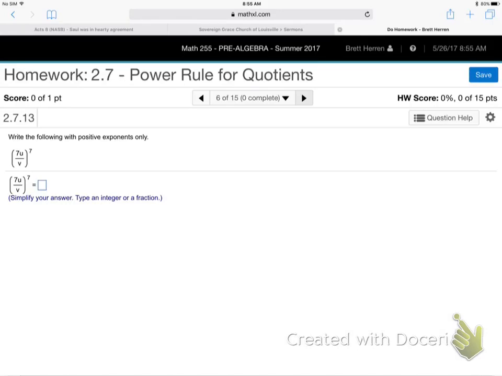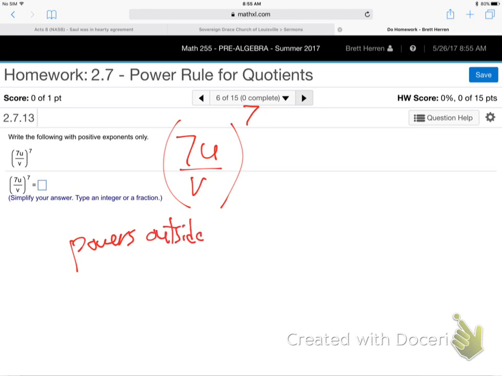Okay, so 7u over v to the 7th. What's the rule again with powers outside parentheses? Go ahead and do that. Powers outside parentheses multiply powers inside parentheses. It's too large a number to factor out.